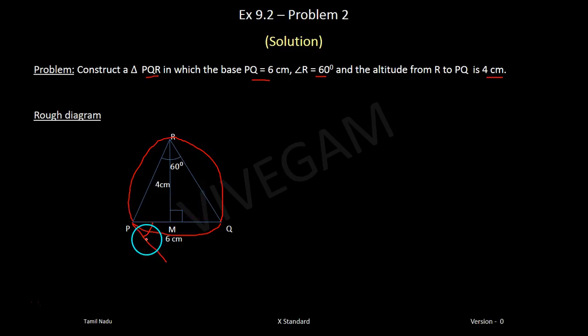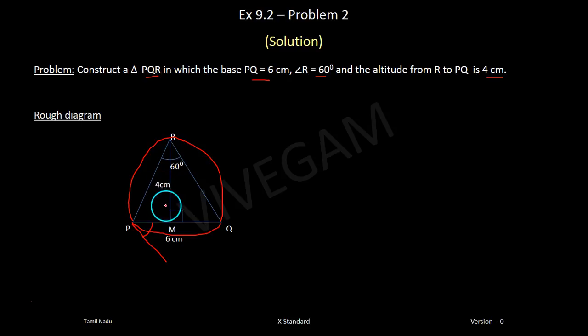So according to the tangent chord theorem, the angle between the chord and the tangent at one end of the chord is the same as the angle subtended by the chord in the alternate segment. So this is a segment of the chord and this is the alternate segment of the chord. So basically this angle subtended is 60 degrees. So you can use the tangent chord theorem here.